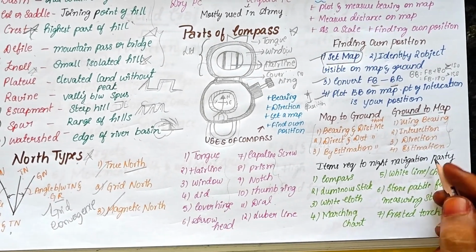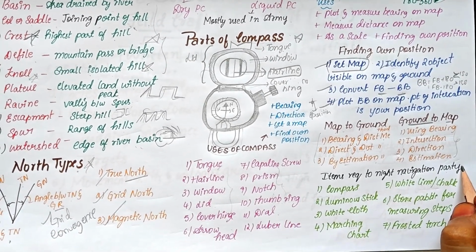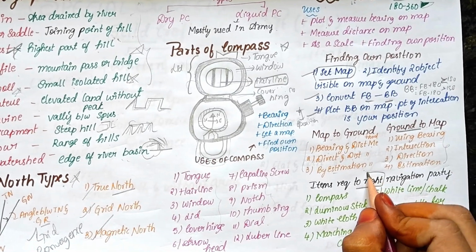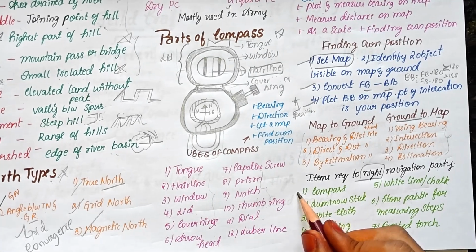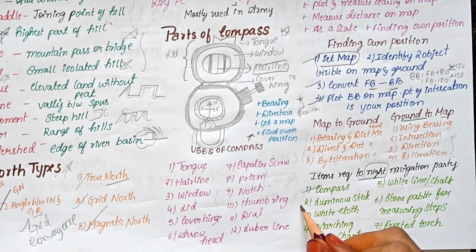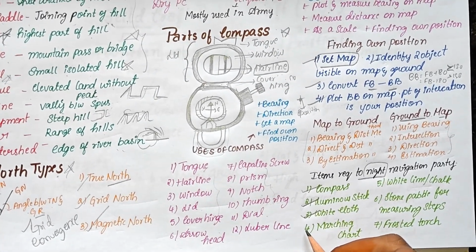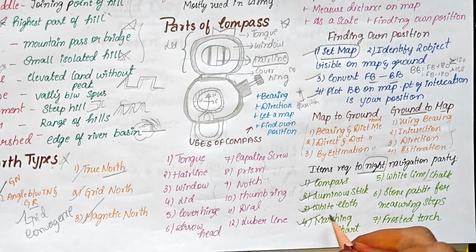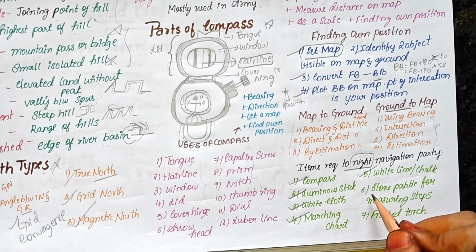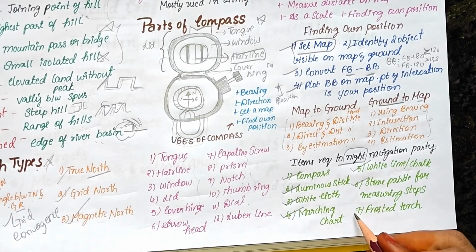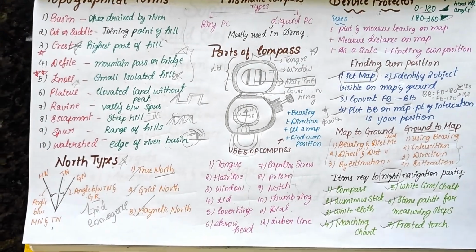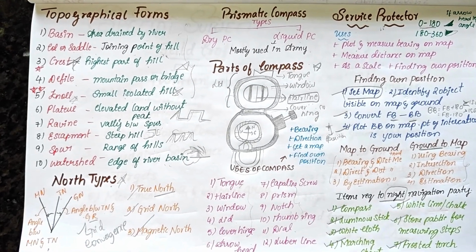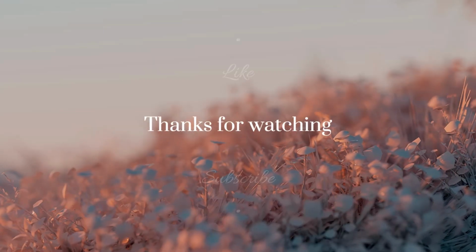So items required for the navigation party at nighttime, when there should be a special item to attack the enemy. What are those items? The compass is compulsory, and the luminous stick, white cloth which will be visible in the dark, the marching chart, and the white lime or chalk, stone pebbles for measuring steps, and torch. These are the important topics and subtopics of map reading.